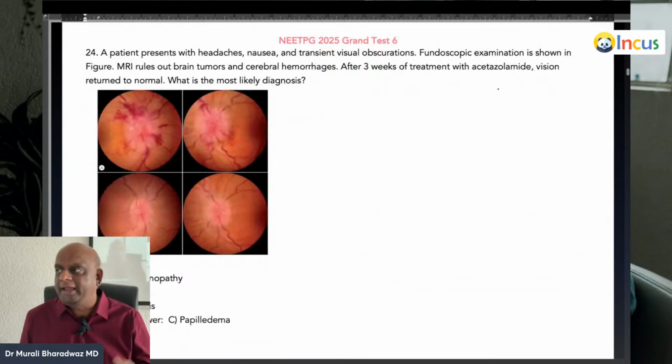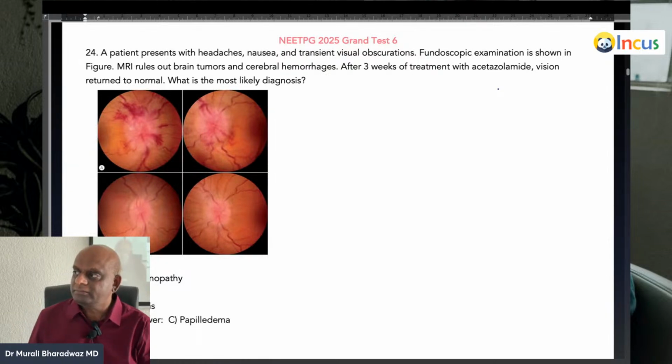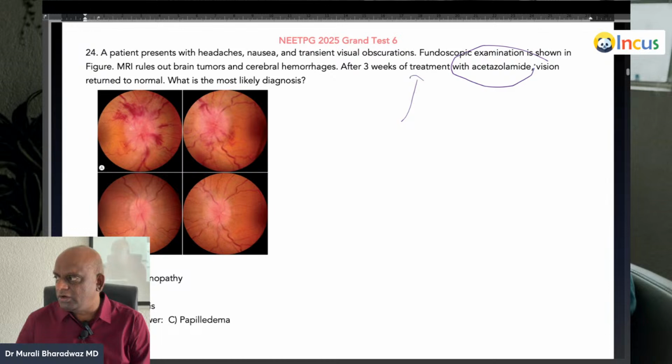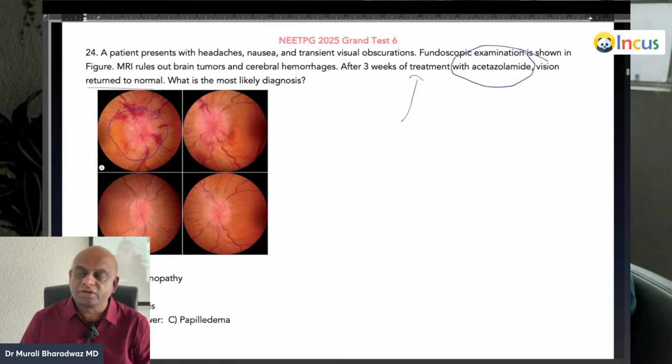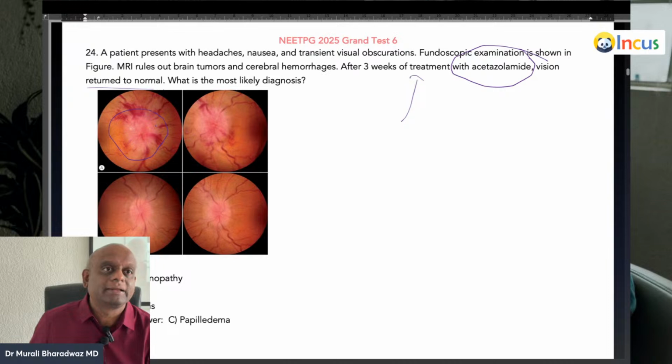A patient has headache, nausea, very transient visual obscuration. Fundoscopy is being shown, and you have treated with acetazolamide, vision returned to normal. So what is this, doctor? This is called papilledema.